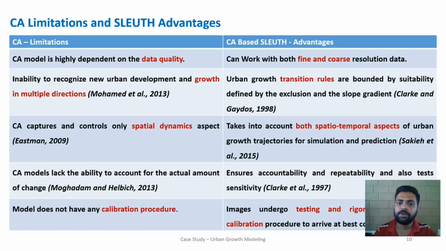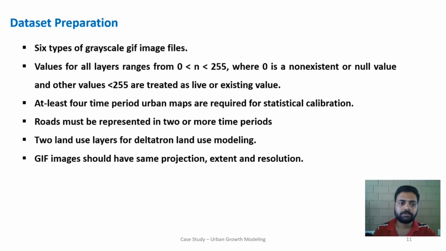However, if you want to include the temporal part, that means time period, you have to go for Markov chains. So if you consider SLEUTH, there is an inbuilt Markov chain in it, so it takes care of both spatial and temporal aspects. And lastly, the Cellular Automata doesn't have any calibration procedure. However, in CA-based SLEUTH, we have the calibration in 3 different rigorous phases.